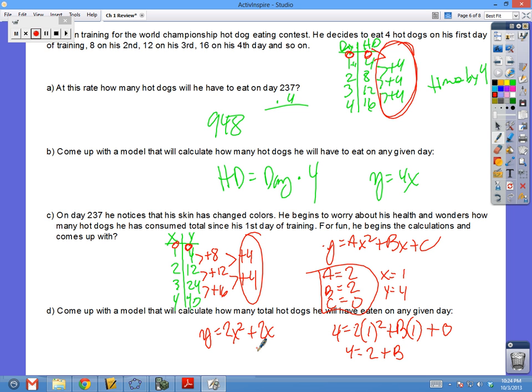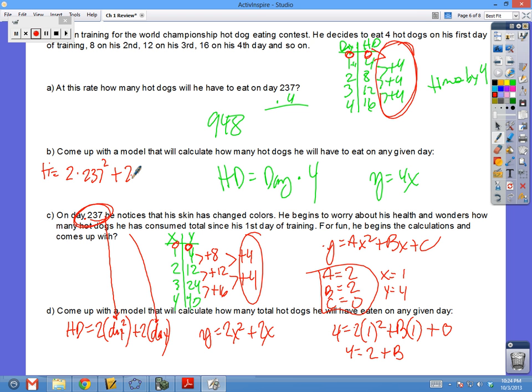So now check this out. I did the model first because the model really reads like this: the number of hot dogs equals 2 times the day squared plus 2 times the day. So if I want to plug in 237, I'm going to plug it in right there. And I'm going to total the hot dogs equals 2 multiplied by 237 squared plus 2 times 237.